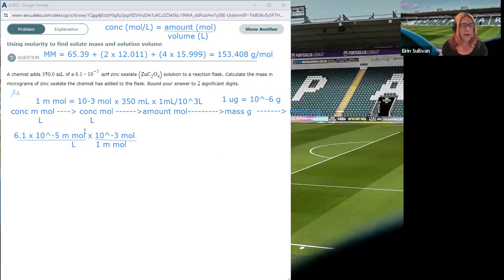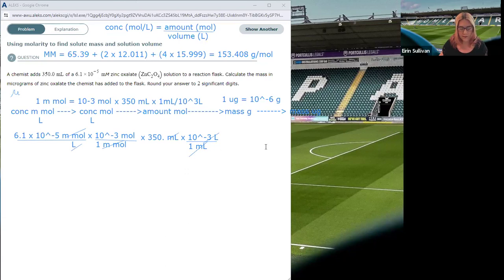Right now my millimoles is cancelling out. We've converted our concentration into moles per litre. Now out of that, we have to get our amount in moles. To get rid of that per litre, I'm going to times by the volume, which is 350 millilitres, but that's not compatible with a litre. So I have to convert millilitres into litres. 1 millilitre is 10 to the minus 3 litres. Now my millilitres and my litres will cancel out, giving me my number of moles of zinc oxalate.